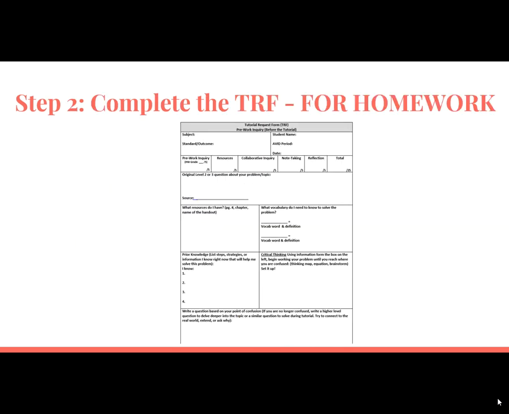So the next step is to actually complete the TRF for homework in preparation for tutorial day in AVID. All tutorial days and the days that TRFs are due are included on the monthly calendar that all students receive at the beginning of the month.